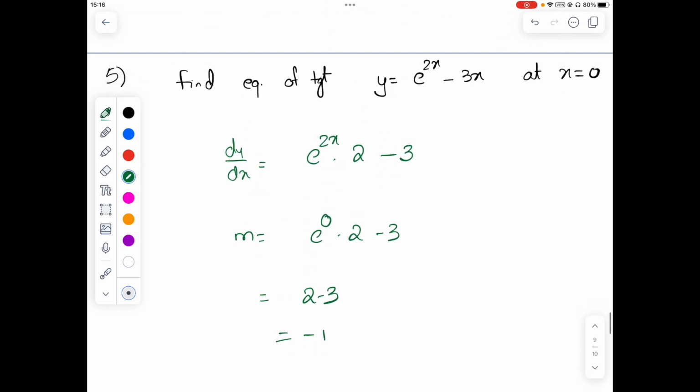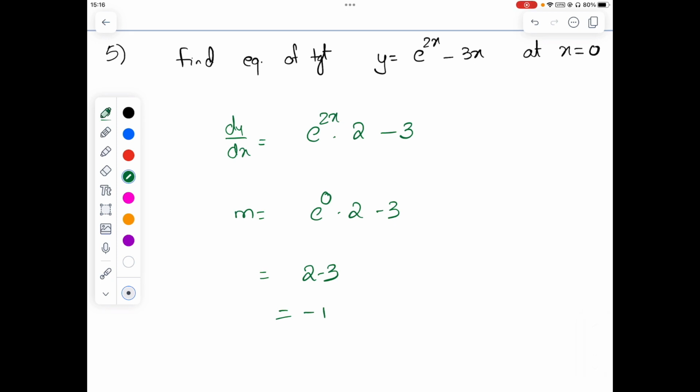Now we need to know the point, x and y, also. So what do I do for that? Plug in x equals 0 into y equals e to the power of 2x minus 3x, so y equals e power 0 minus 3 times 0. So y equals 1 minus 0, because 3 times 0 is nothing but 0. So 1 minus 0 is nothing but how much? 1. So what's going to be the point? 0 comma 1 is going to be the point.